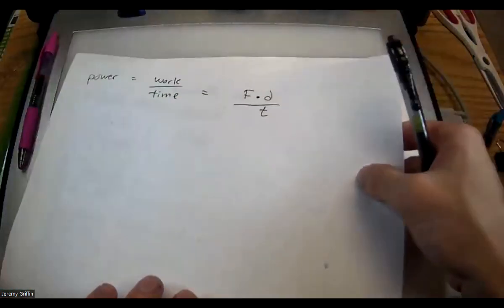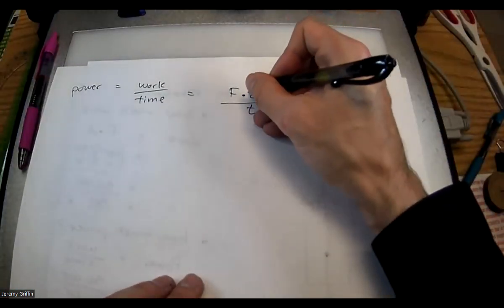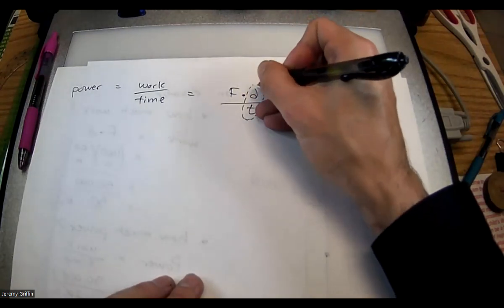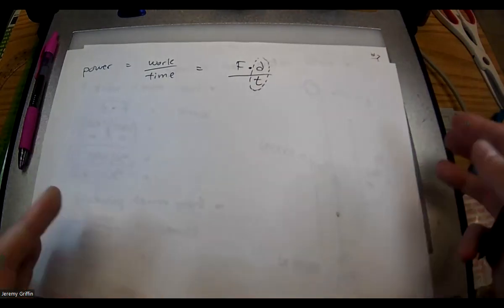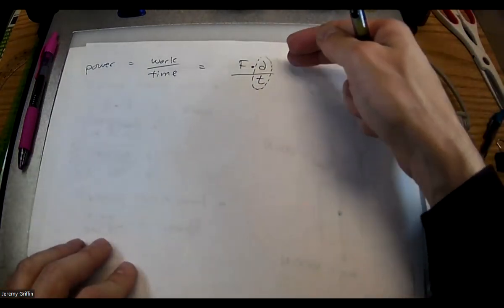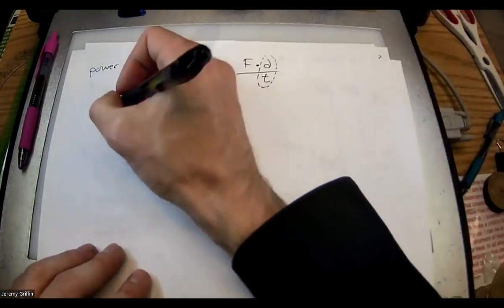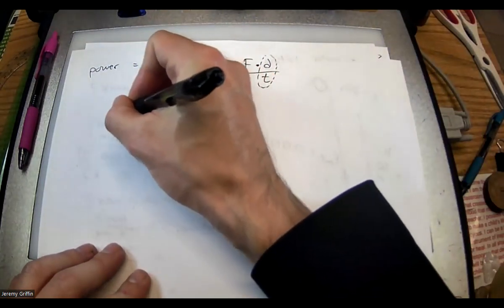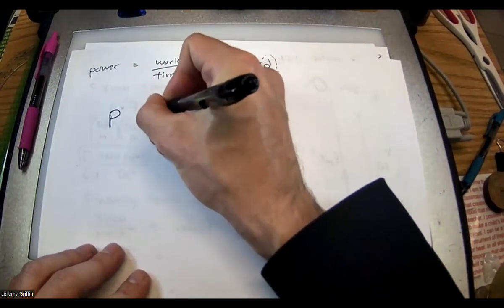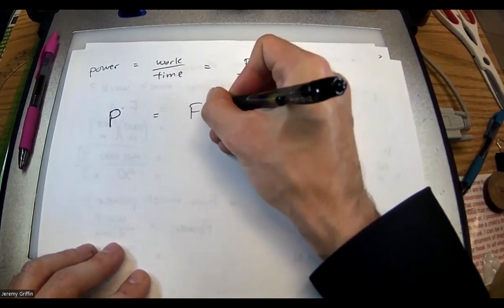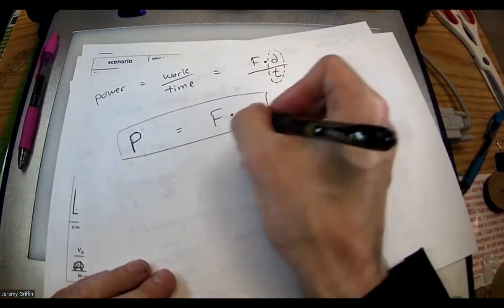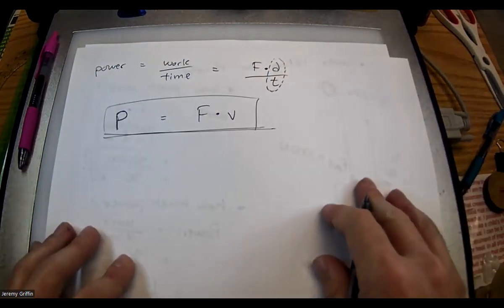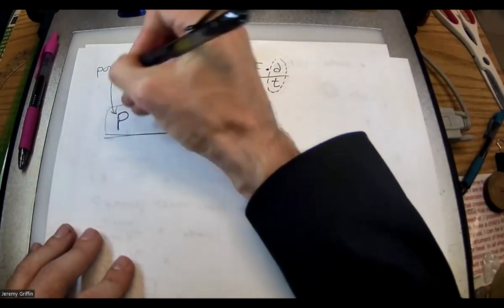But do you guys see you could rearrange these variables a little bit differently? What is distance per unit time? What's that called? Speed. Miles per hour, meters per second, speed. Can I say that power, capital P, is equal to force times velocity? Can I do that? I think I can do that. Let's see if this actually works. So P is power.